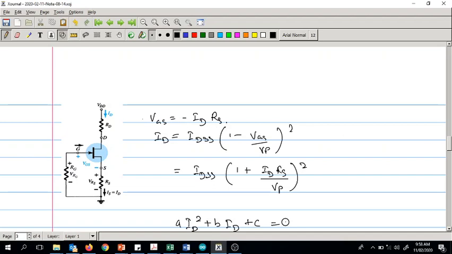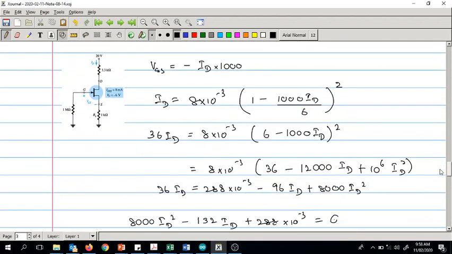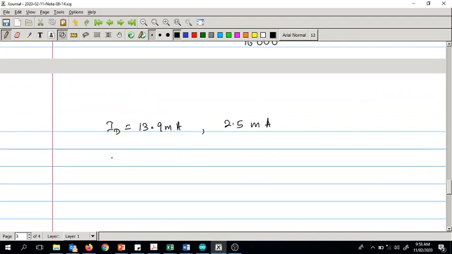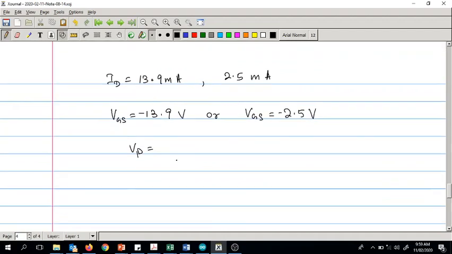VGS is minus IDRS, right? So VGS is minus ID into 1000. So VGS equal to minus 13.9 volts, or VGS equal to minus 2.5 volts. What is VP? VP is equal to minus 6 volts, which means this is wrong. Right, so therefore VGS equals minus 2.5 volts, ID equals 2.5 milliamperes.